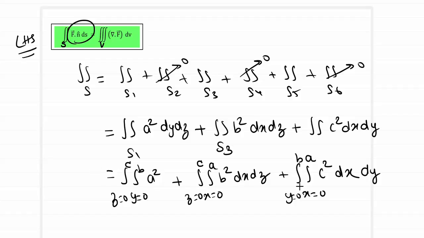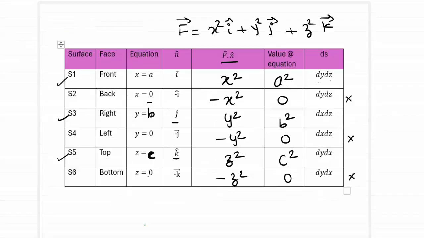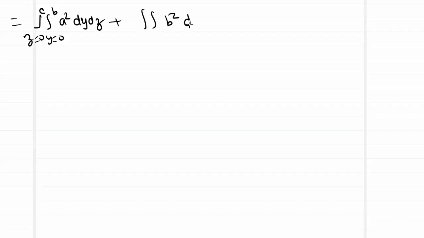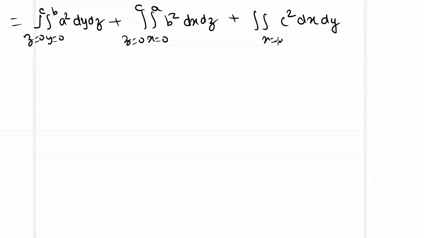So now if I evaluate these three integrals, then I am done with my left hand side. So come on, let us evaluate these three integrals. Double integral a square dy dz, y varying from 0 to b, z varying from 0 to c. Double integral b square dx dz, x varying from 0 to a, z varying from 0 to c. Double integral c square dx dy, x varying from 0 to a, y varying from 0 to b.